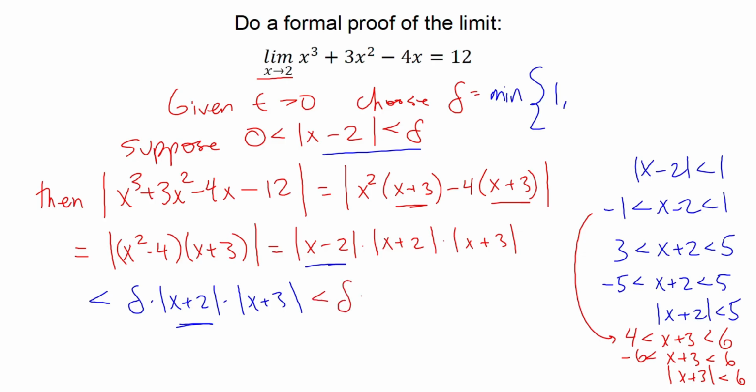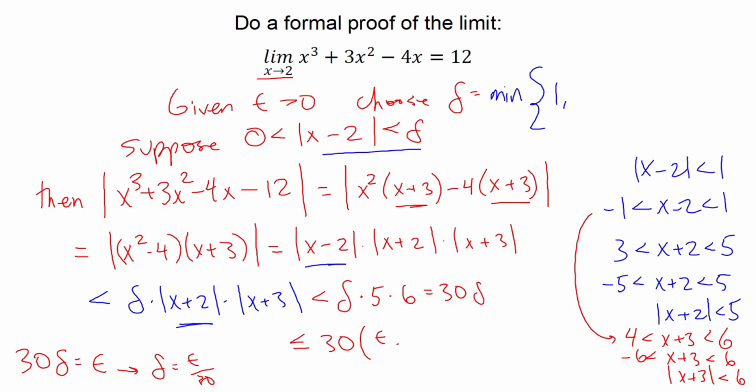So this is less than delta times 5 times 6, or 30 delta. And so if I let 30 delta equal epsilon, then delta is just epsilon over 30. And we can say this is less than or equal to 30 times epsilon over 30, which is just epsilon. And so we'll fill in the epsilon over 30 up there for our proof, and that's it. That's all we need to do for this one.